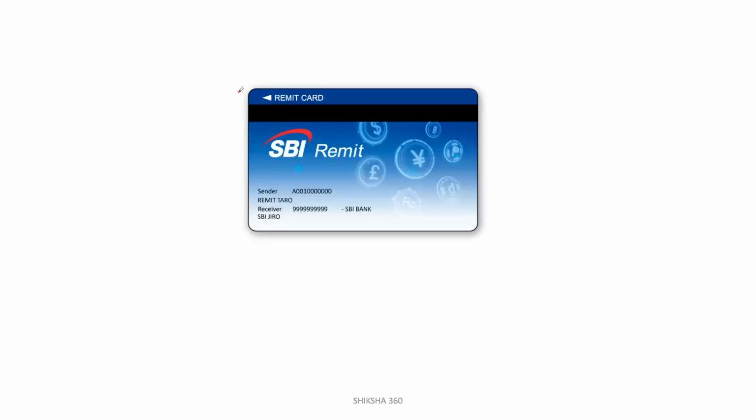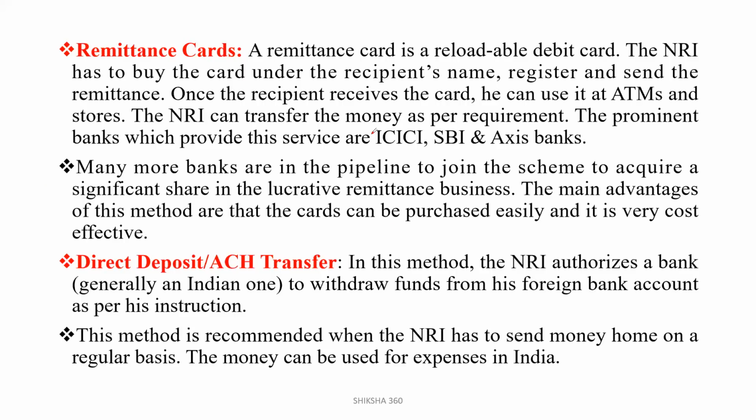Next one, that is, you have seen on the screen, SB remit. There is one more, that is remittance card. What is that? A remittance card is a reloadable debit card. It is like a debit card which is reloadable. The NRI has to buy the card.